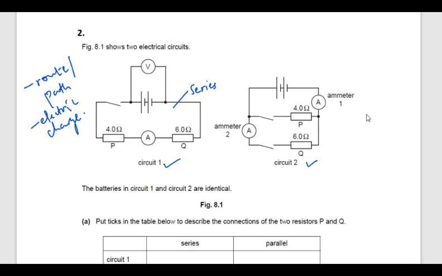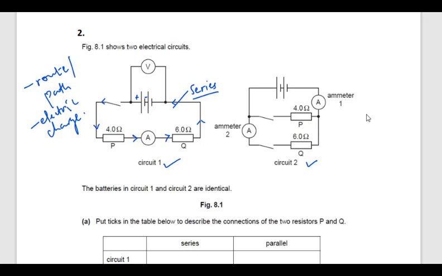Now remember, let's assume that this switch is closed. Conventional current will flow from the positive terminal to the negative terminal, it flows like this. We assume that the switch is closed. So as you can see, throughout this circuit, the electric charge or current is just flowing in one route. We don't have any other route. So that is a series circuit.